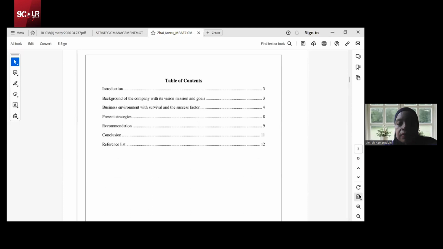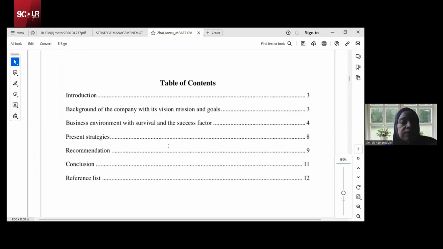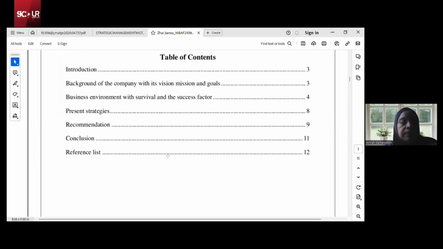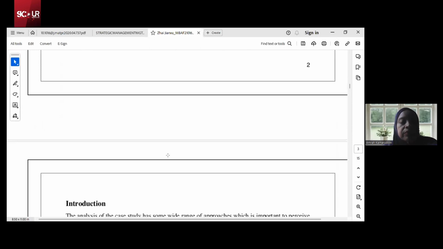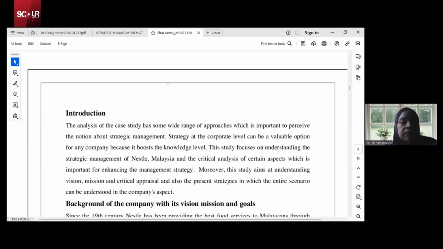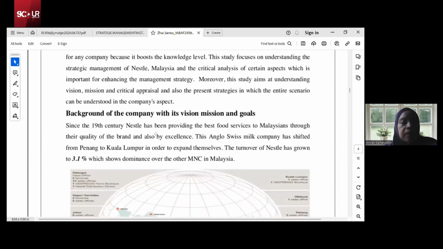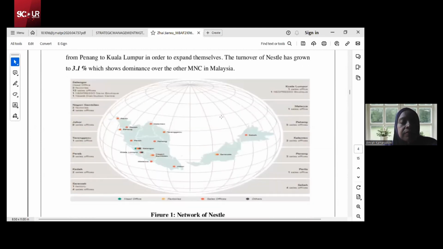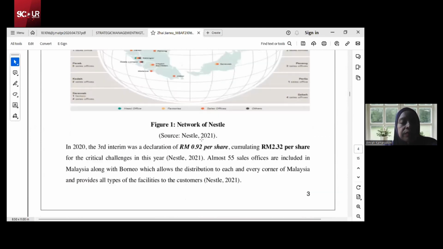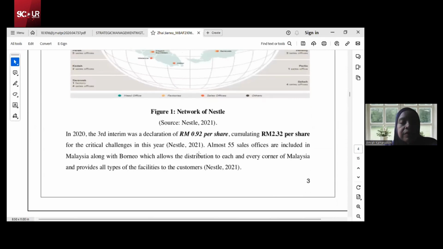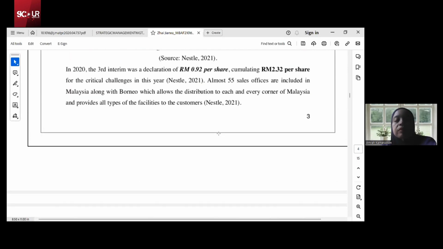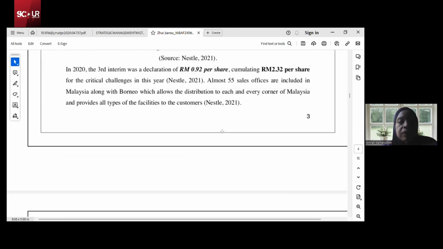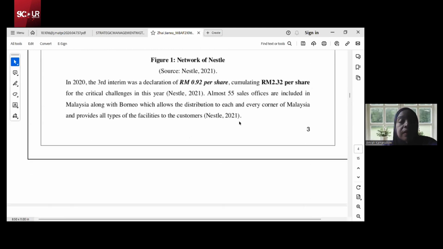Okay, put it big. They have this mission and vision, success factor. Depending on the question, they have the introduction, where they talk about Nestle. They have the chart, source Nestle 2021. Where do you get this from? From Nestle 2021. This report is 2021, so you just put Nestle 2021 like this.